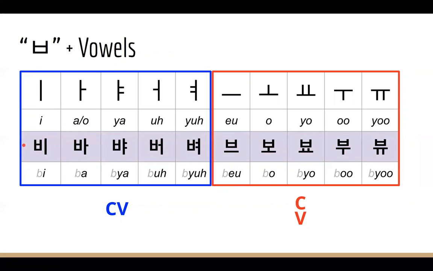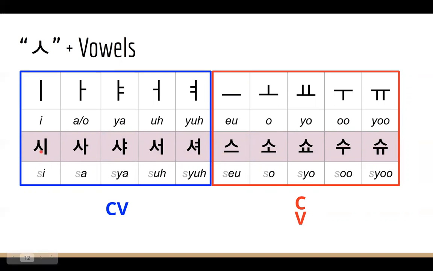Now let's try it with the new consonant, P. It's P. Pi, Pa, Pya, Po, Pyo, Pu, Pyu.